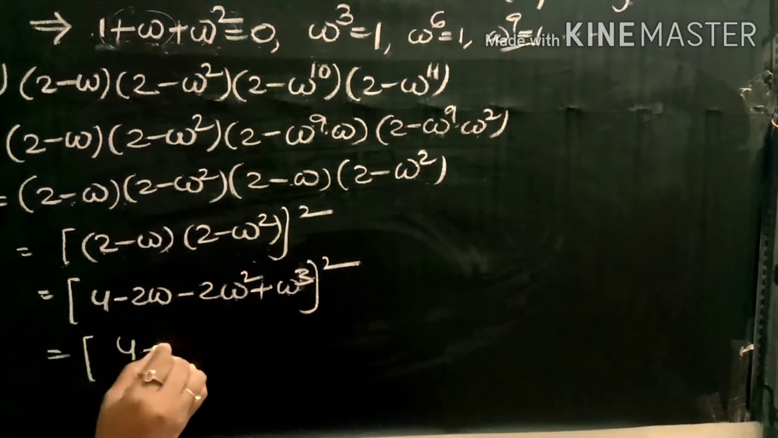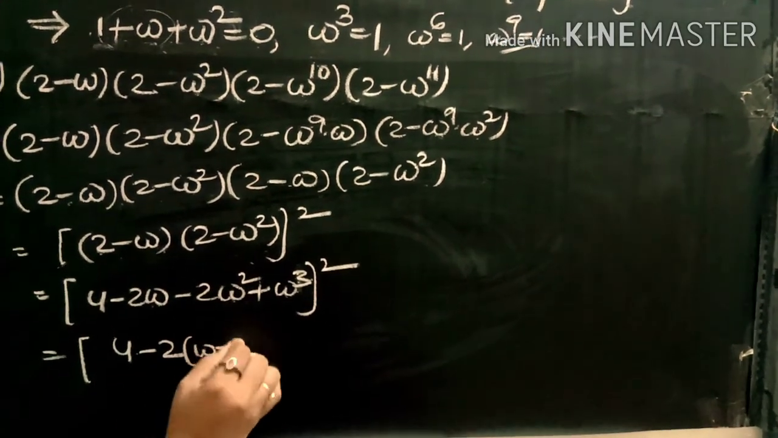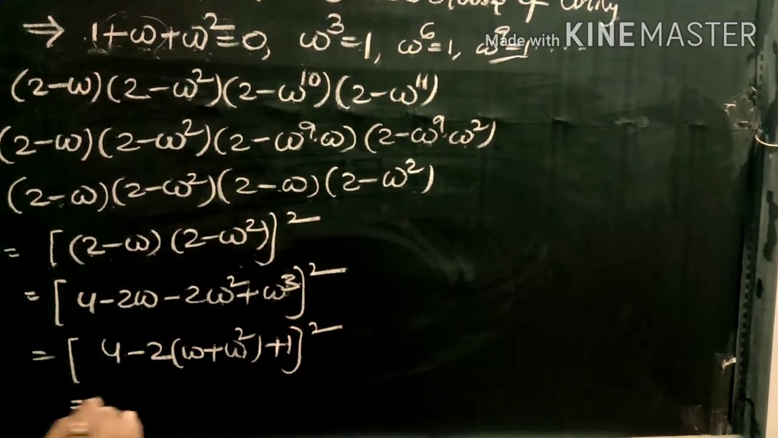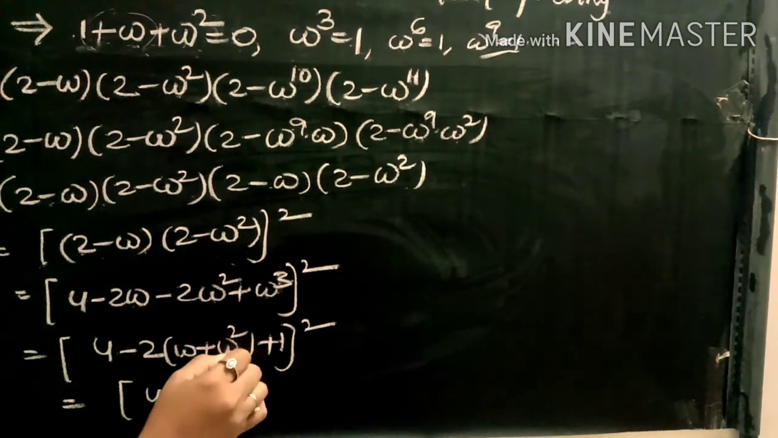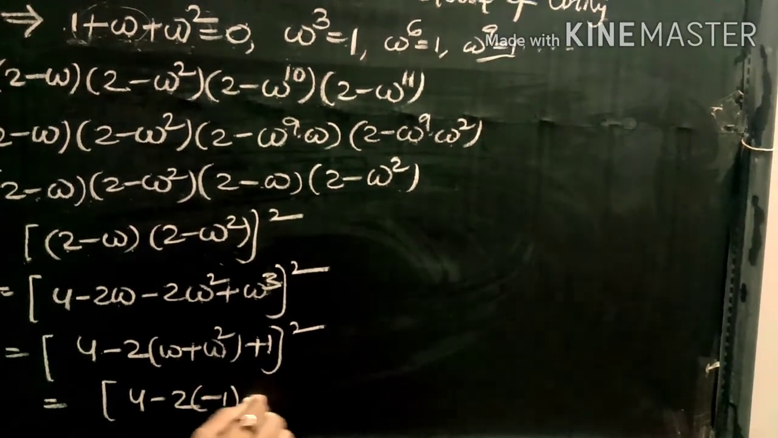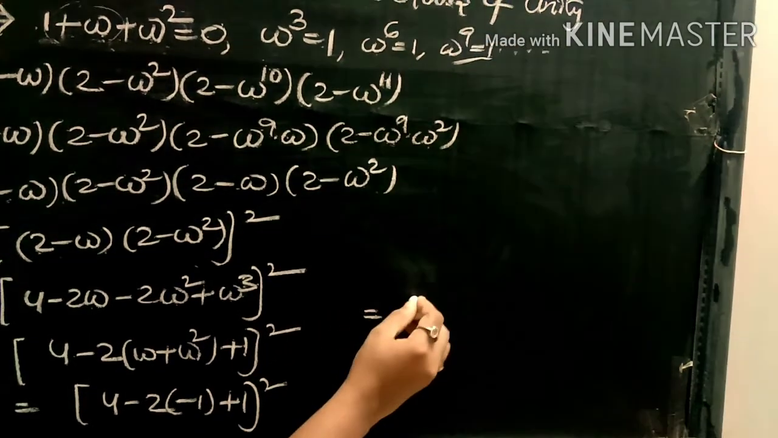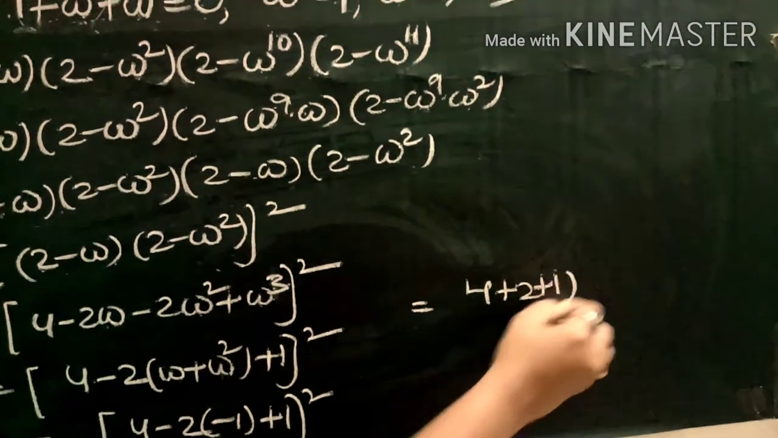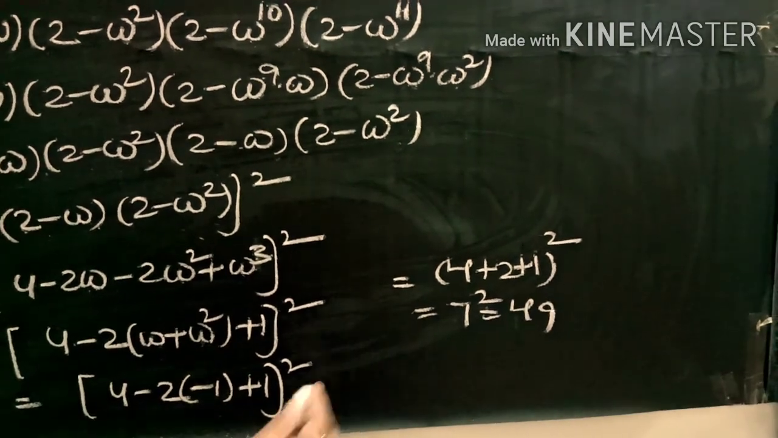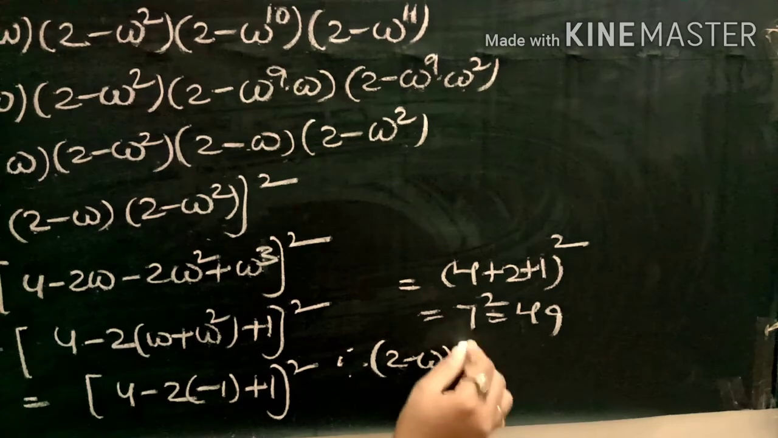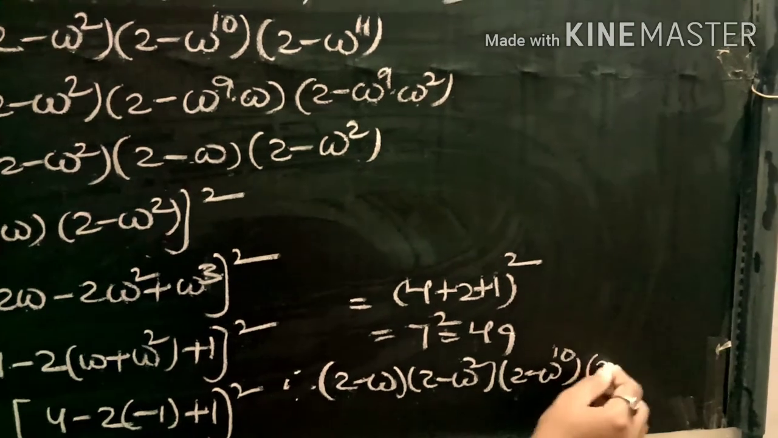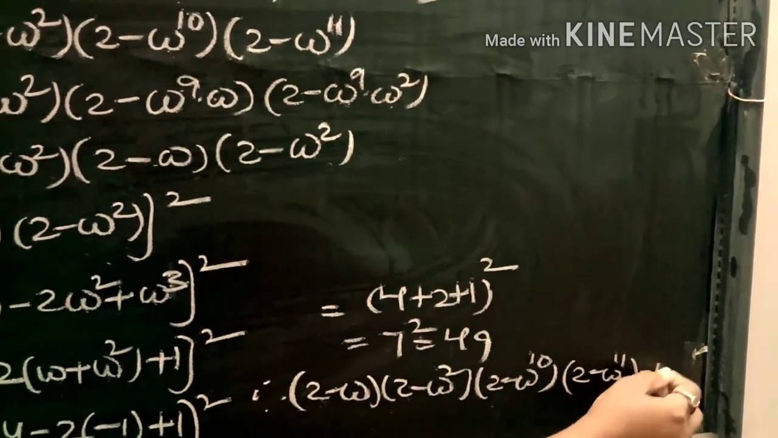This is equal to 4 minus 2 into, taking 2 common here, 2 into (omega plus omega square) plus omega cube, whole square. The value of omega cube is equal to 1. Now this is 4 minus 2 into (omega plus omega square), and omega plus omega square value is nothing but minus 1. So 4 minus 2 into minus 1, plus 1, whole square. Now this is equal to 4 plus 2 plus 1 whole square, that is 7 square equals 49, which is the RHS. Therefore (2 minus omega) into (2 minus omega square) into (2 minus omega power 10) into (2 minus omega power 11) is equal to 49.